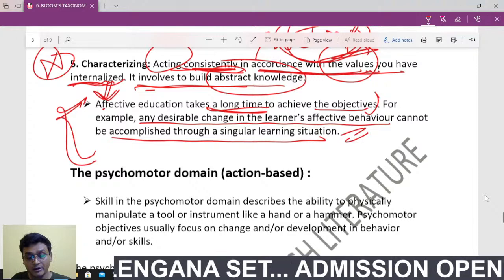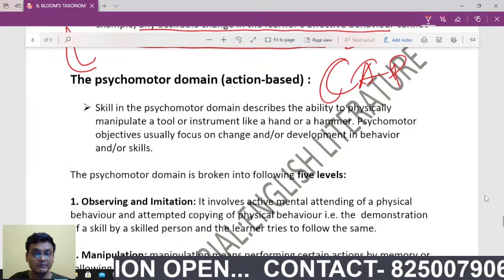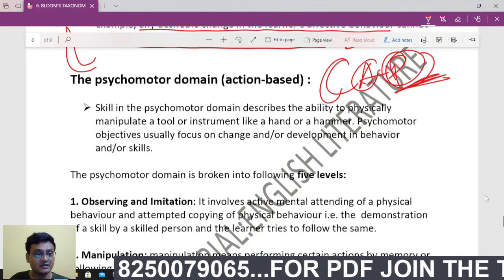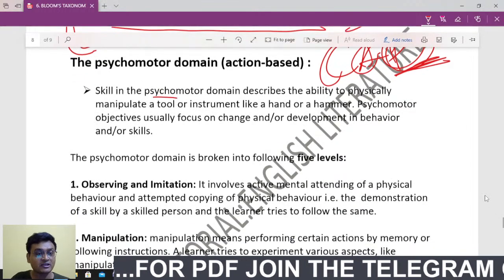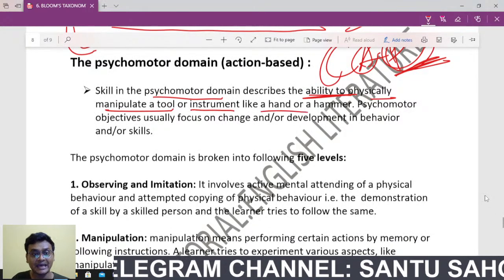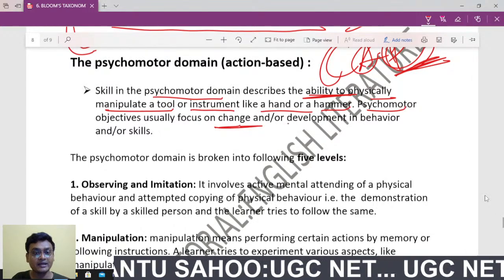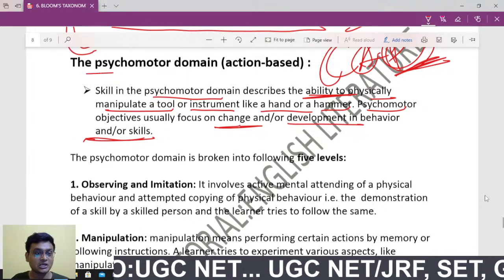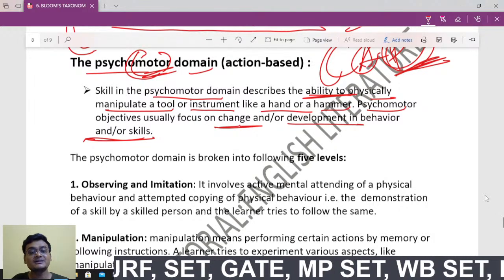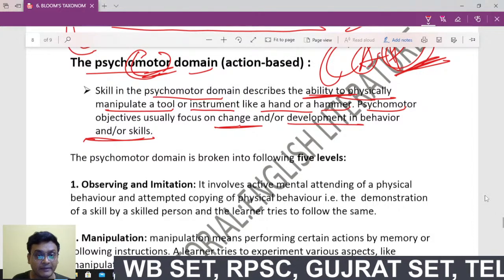ठीक है. Now talk about psychomotor, the last one. Here, CAP: cognitive, affective, and then the psychomotor. Psychomotor skill क्या है? That is physically manipulate. So skill in the psychomotor domain describes the ability to physically manipulate a tool or instrument like a hand or hammer. Okay, psychomotor objectives usually focus on change and development in the behavior or skill. Psychomotor skill, ठीक है. So skill in the psychomotor domain describes the ability to physically manipulate a tool or instrument like a hand or a hammer, ठीक है.